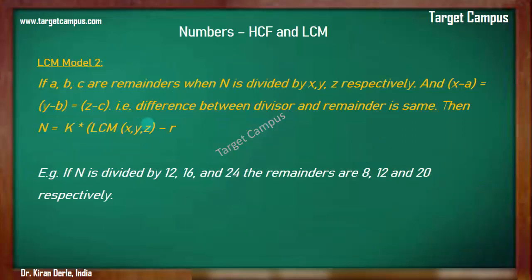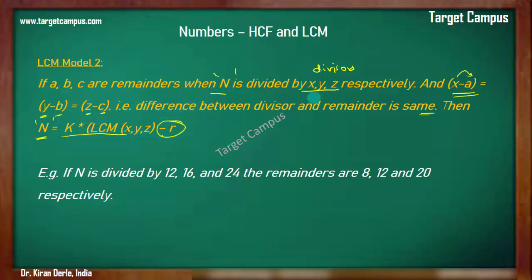Fine. So this is the next model. If a, b, c are remainders when n is divided by the divisors x, y, z respectively, and x minus a, y minus b, z minus c, that is the divisor minus the remainder in each case, the differences are equal, then n can be written as k into the LCM minus r. Here the only change is minus r.